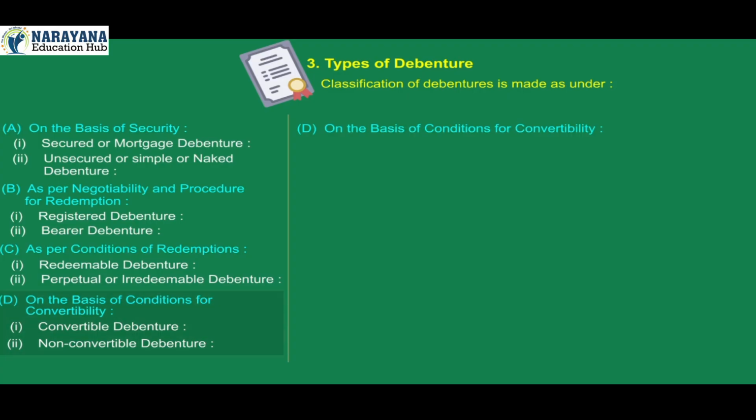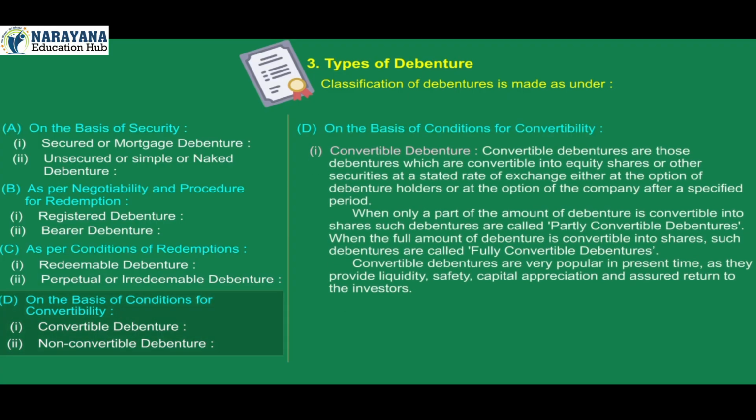D. On the basis of conditions for convertibility. 1. Convertible debenture. Convertible debentures are those debentures which are convertible into equity shares or other securities at a stated rate of exchange, either at the option of debenture holders or at the option of the company after a specified period. When only a part of the amount of debenture is convertible into shares, such debentures are called partly convertible debentures. When the full amount of debenture is convertible into shares, such debentures are called fully convertible debentures.